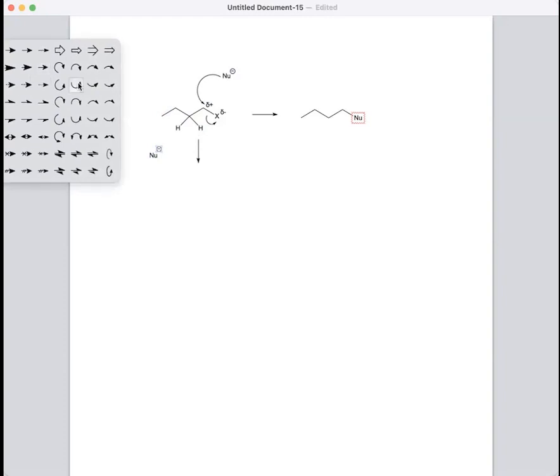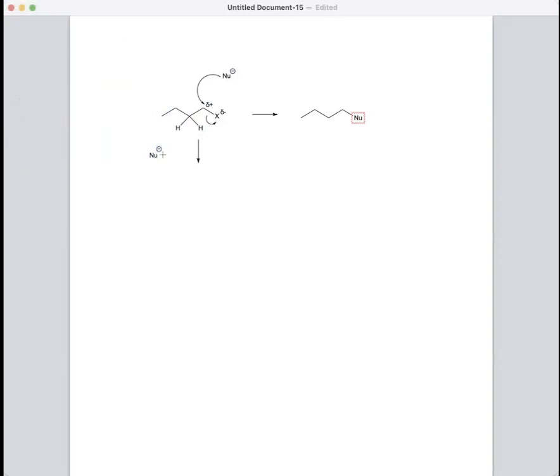But you've got to keep in mind that there might be cases where you've got two sets of beta hydrogens, and in that case, obviously you get two different elimination products. So let's write the product here, pretty simple.